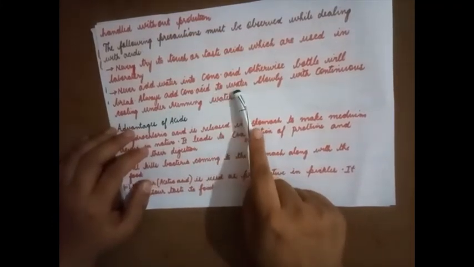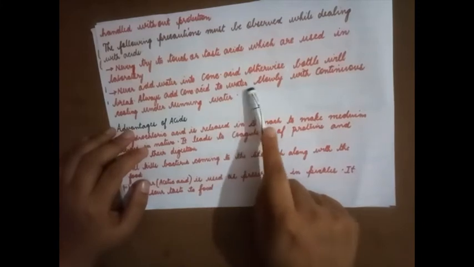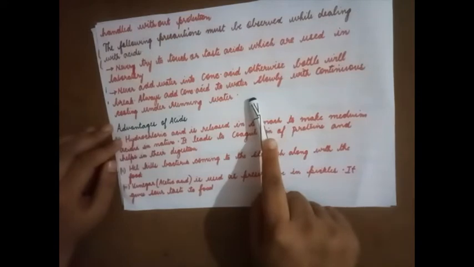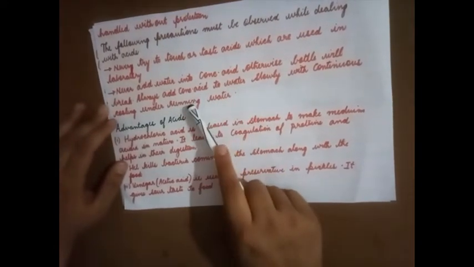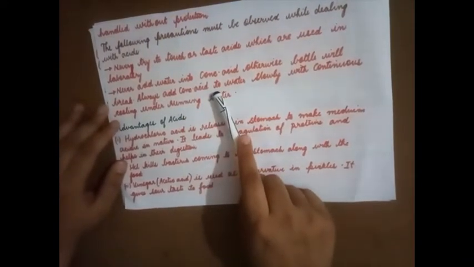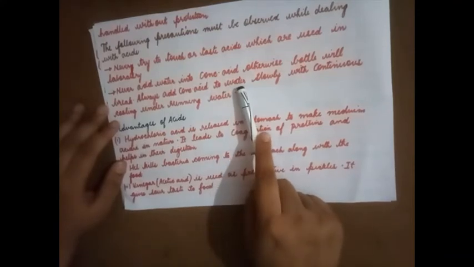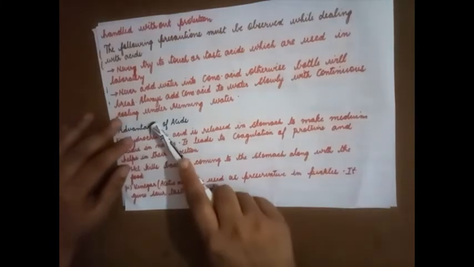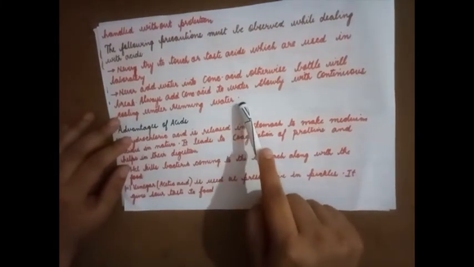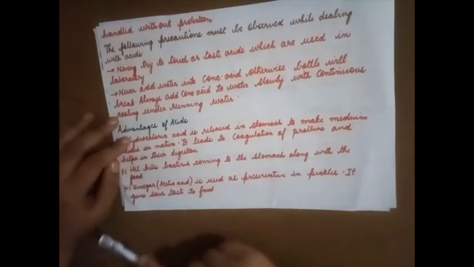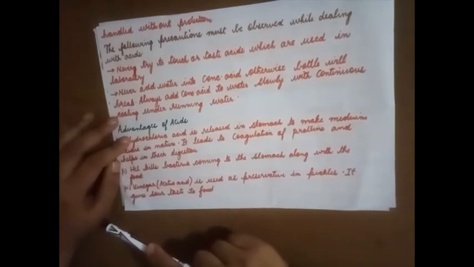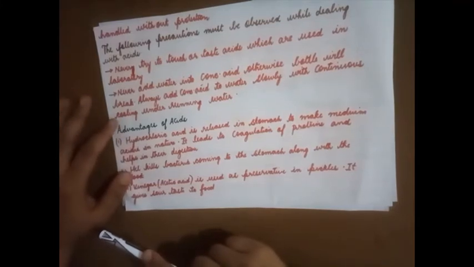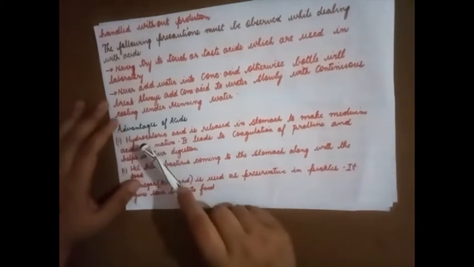Always add concentrated acid to water slowly with continuous cooling under running water. So if you add concentrated acid to water slowly, you need to add it drop by drop, with continuous cooling under running water. That time we see lot of heat is not being liberated. But if you are adding water into concentrated acid, then that is an exothermic reaction. Lot of heat is liberated.